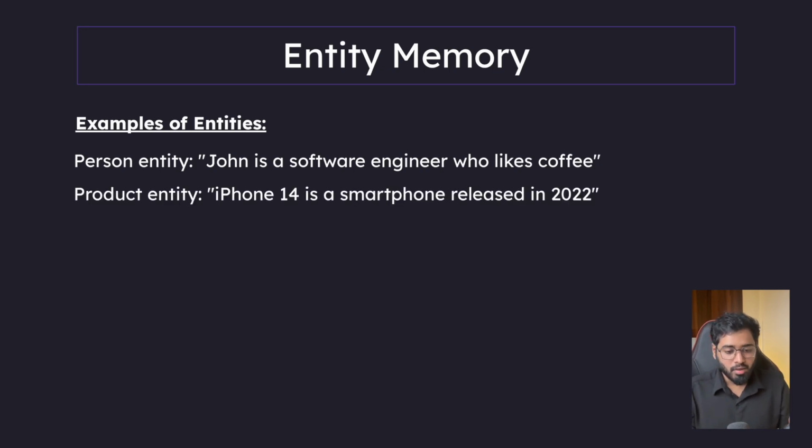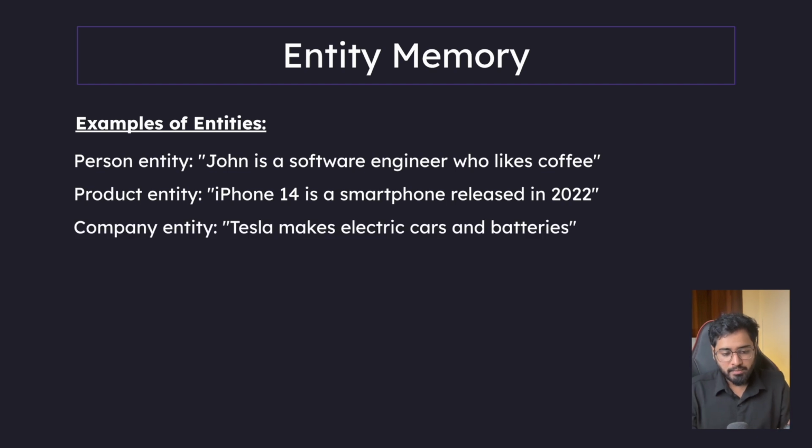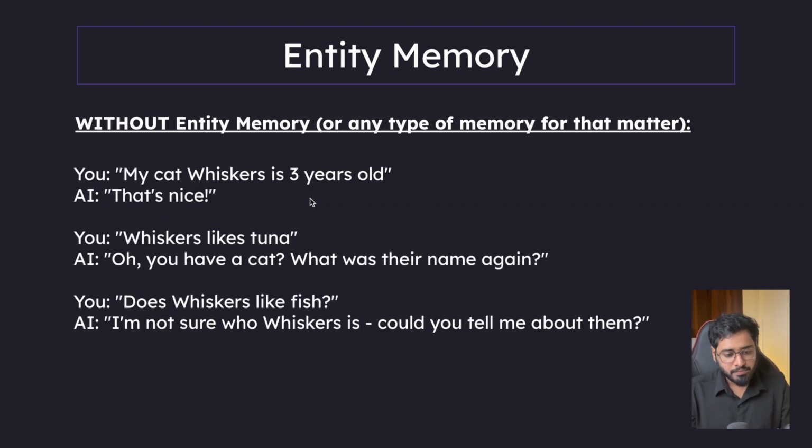Product entity, iPhone 14 is a smartphone released in 2022. Company entity, so Tesla is an entity right there, right? Tesla equals makes electric cars and batteries, right? So let's look at an example that I've prepared. This is basically to help you contrast between without using entity memory and with using entity memory.